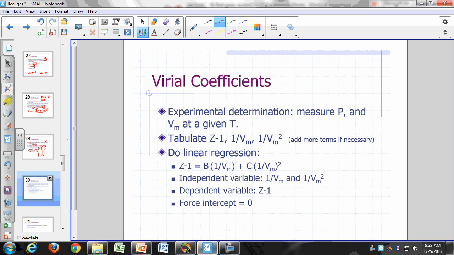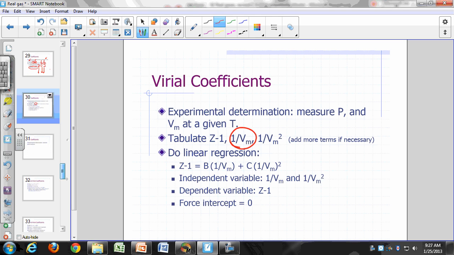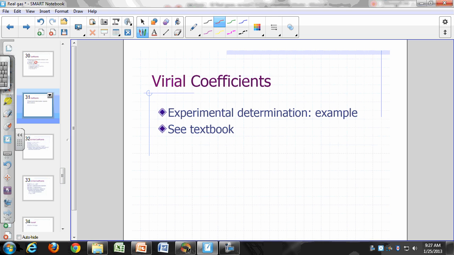Same thing. If you measure 1 over molar volume instead, you can determine B and C. And we're going to look at an example of this in the lab for one of our activities. We're going to determine the virial coefficients.